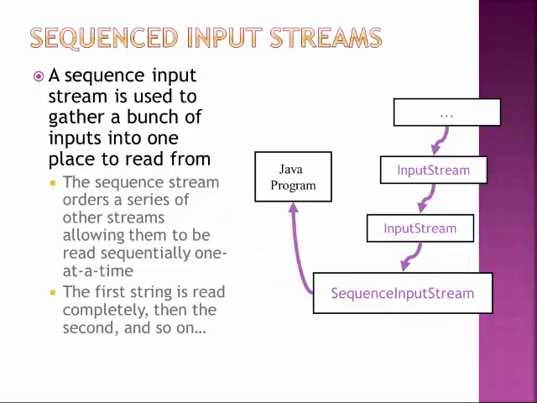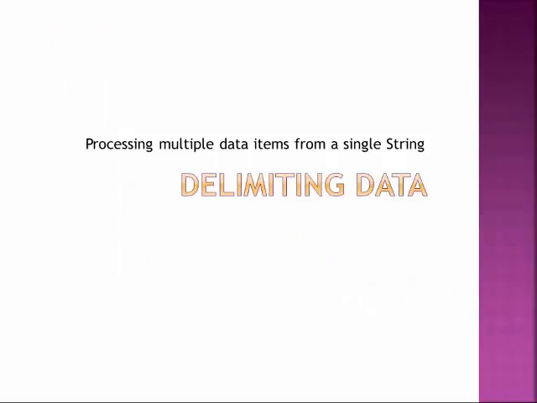Then there's this thing called a sequenced input stream. Let's say I have 5 files I want to read. I can just line them up one after the other and then say read this file, then this file, then this file, then this file. Again, I'm not entirely sure it's the most useful thing ever, but it's kind of interesting and it's available to you.